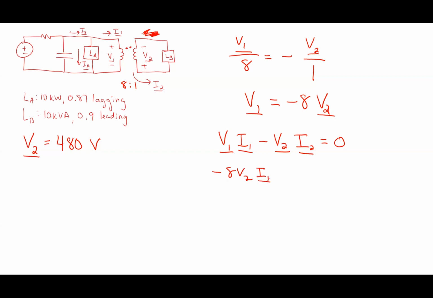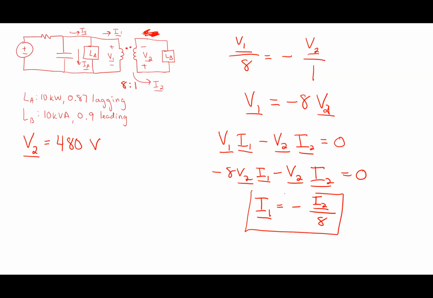I1 minus V2 times I2 equal to 0. If I carry all that through, I'm going to end up that I1 is equal to negative I2 over 8. Like that. Okay. So both of our results have a negative sign.